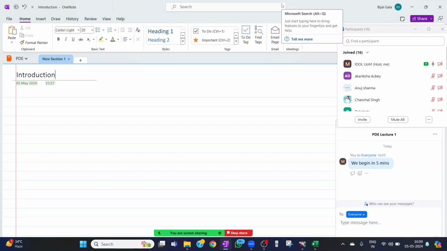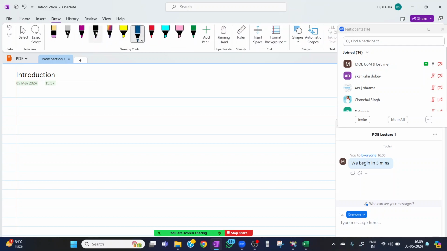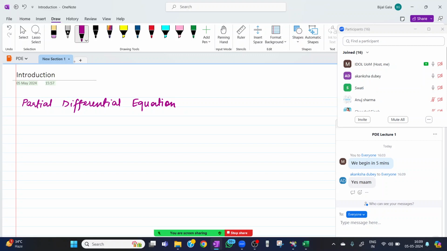Fine. So, what do you understand by PDE? Are you aware of partial differential equations? What do you know about partial differential equations? Yes, please. Okay, you are aware about that. So, what's the difference between a partial differential equation and an ordinary differential equation? What is the difference between them?